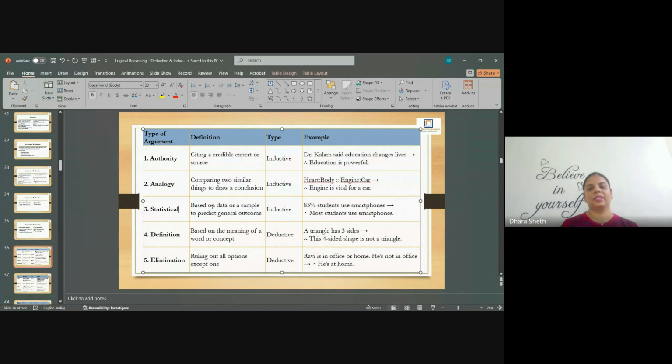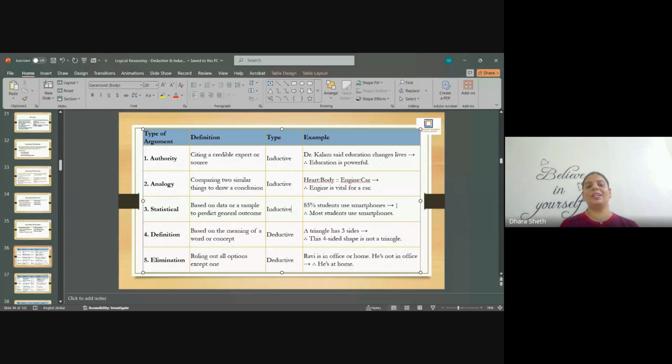Statistical: based on data or a sample to predict a general outcome. It is also an inductive kind of argument. Why am I sharing whether it is inductive or deductive? Because questions have been asked based on that. 85% students use smartphones. Therefore, most students use smartphones. Based on statistics, the conclusion has been made.